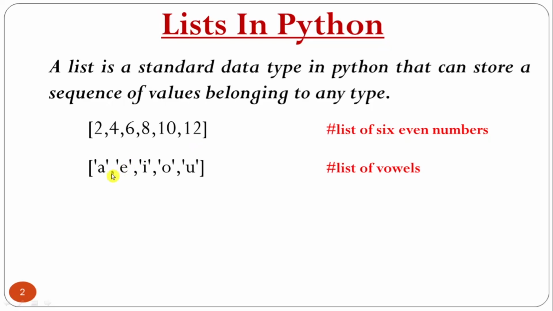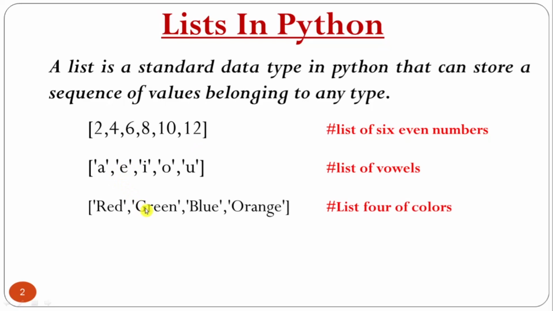This is another list of vowels and this is a list of 4 colors: red, green, blue, orange, and this is a list with mixed values. Aman is of type string, 11 is an integer value and 89.5 is a float value. So the elements in a list can be of the same type or different types.